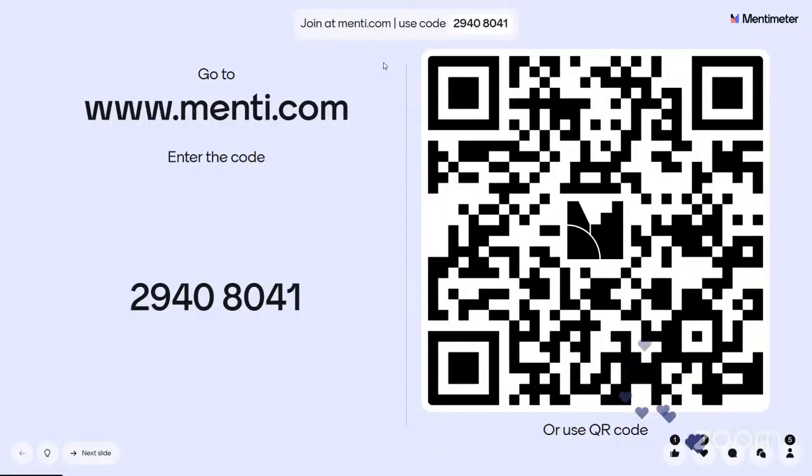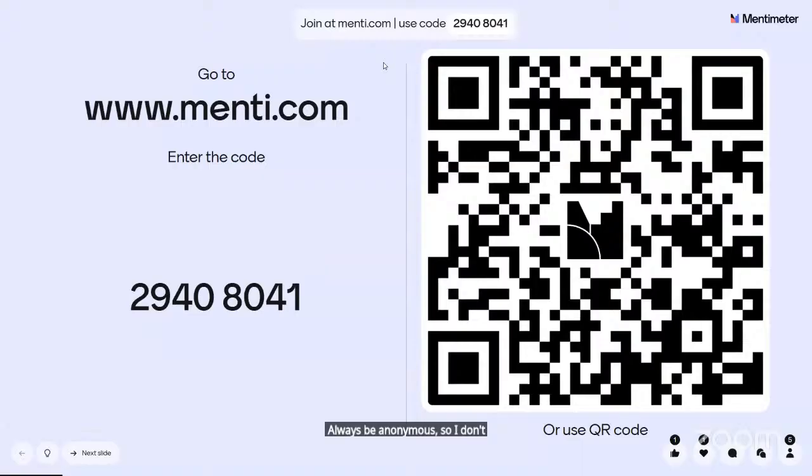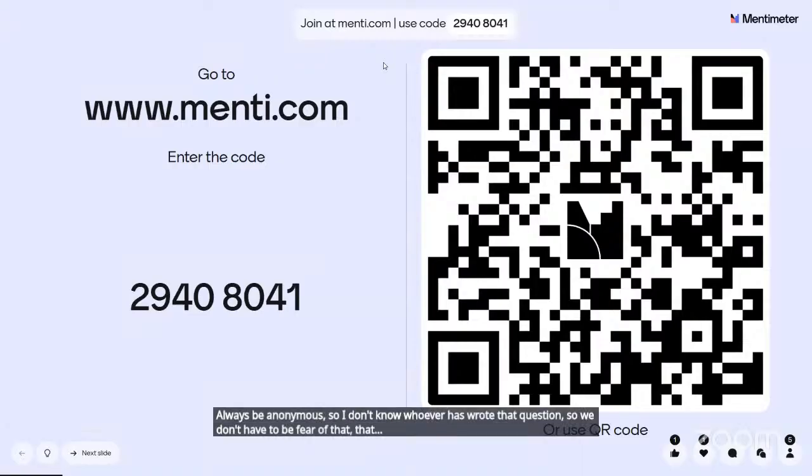It will be good if a lot of you can join in this QR because in this you can write your comments and I can directly see it. And it is very interactive and it will always be anonymous. So I don't know whoever has written that question. So we don't have to fear that we're asking a silly question. So it will be very nice. Okay.